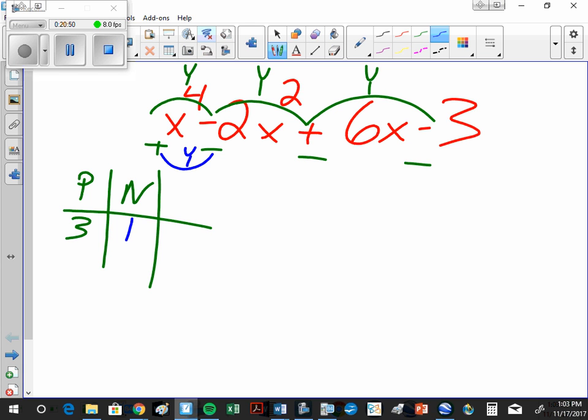So 3, 1, 0. Because it's x to the 0. You never flip the constant. Okay? So 3, 1, 0 is one possibility. What would another possibility be?